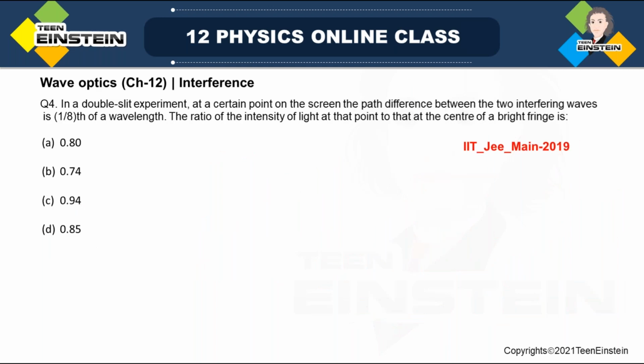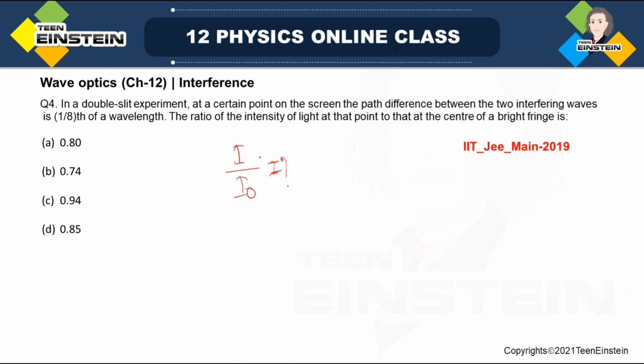Now we'll move on to the next problem. In a double slit experiment, at a certain point of the screen, the path difference between the two interfering waves is given as 1/8 of the wavelength. The ratio of intensity of the light at that point to that at the central bright fringe. So you have to find out the ratio of intensity at a particular point to the central point. Suppose it has intensity I naught. So what is this value? This is the question.